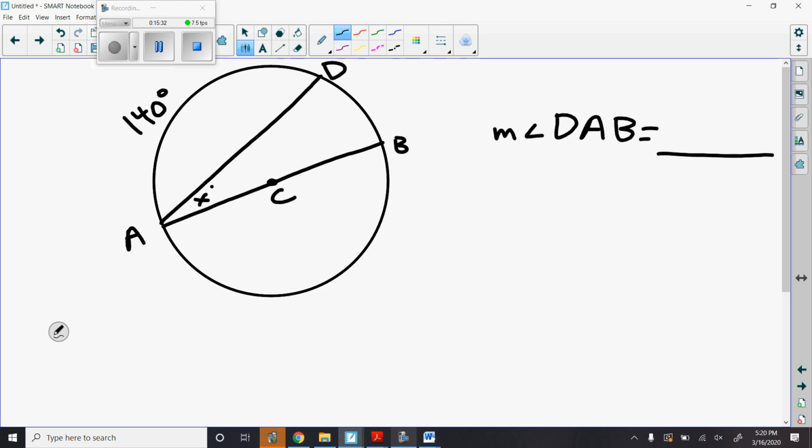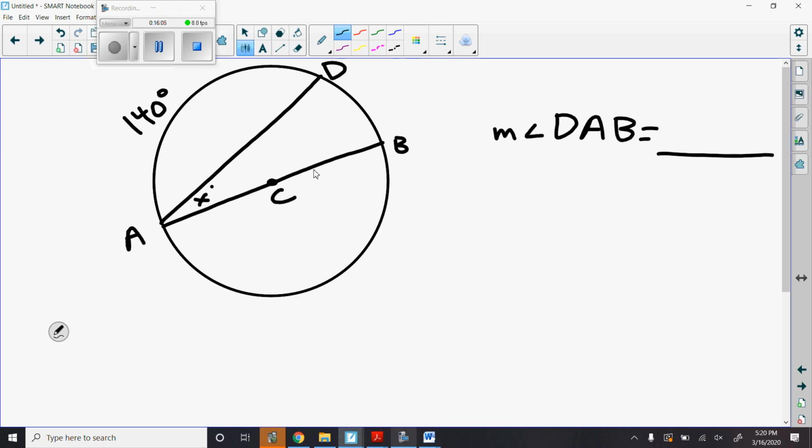Now you got to be careful here. Some people might just say, oh, I'll do 140 divided by 2 is 70. We can't do that, because this bend here is not intercepted by this inscribed angle. This inscribed angle intercepts this bend over here. Now, if I knew this one, I could divide by 2 to get x. But I don't know that one. But here's the thing, I can find it.